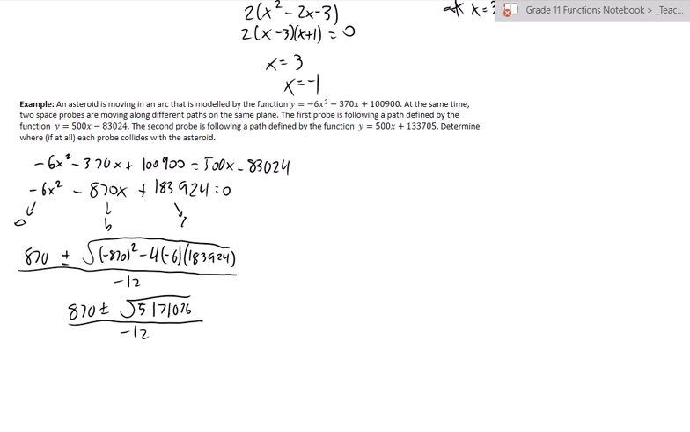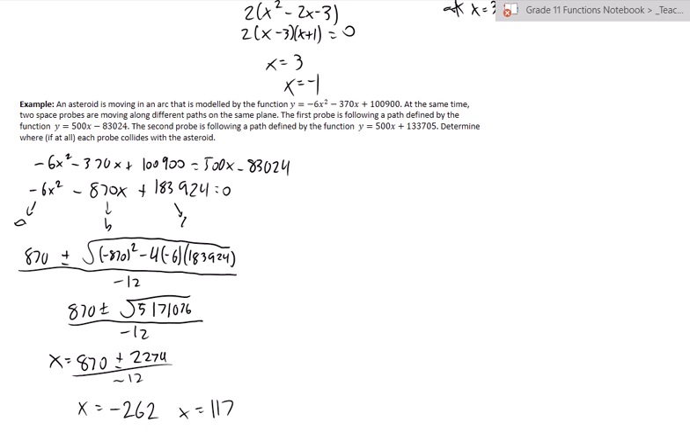So in this case, we have plus and minus here, so we have to square root that. If you square root this number, you're going to get 22,074. So x is equal to 870 plus or minus 2,274 over negative 12. That's going to give you x equal to negative 262 and x equal to 117.